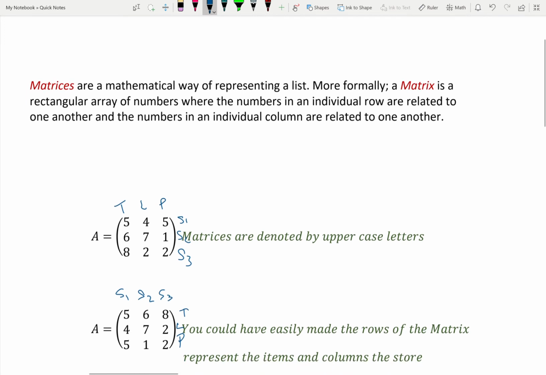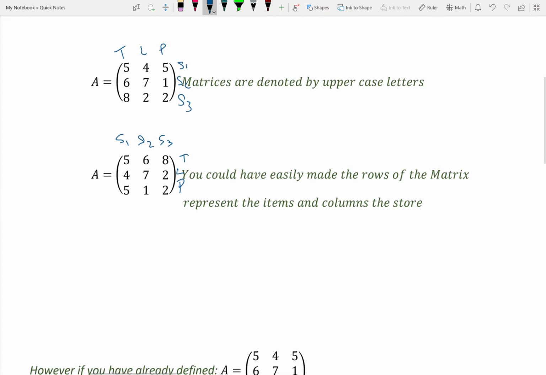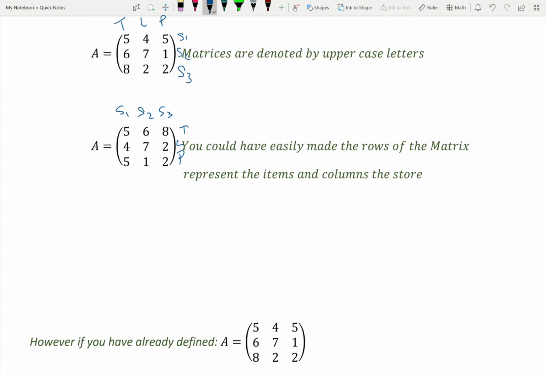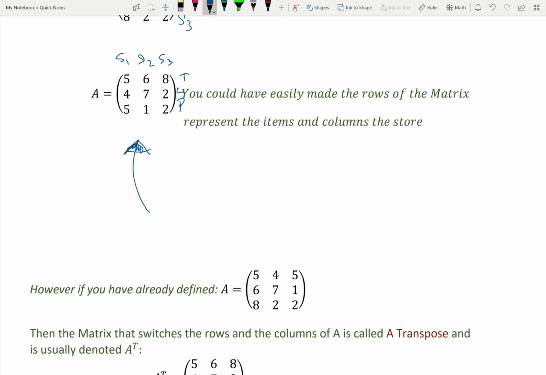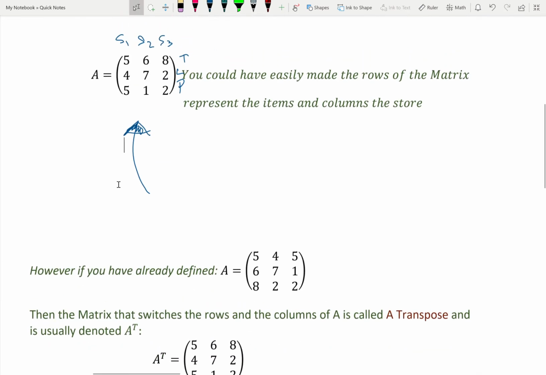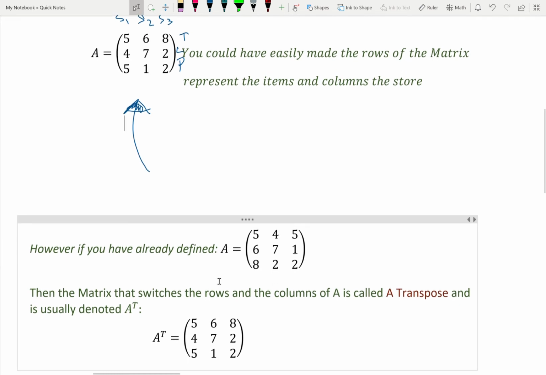Okay. So if you have a matrix that's defined already, so you already told me that A equals, the first row is 5, 4, 5, the second row is 6, 7, 1, and the third row is 8, 2, 2. If I do choose to reference this one where I switch their rows and their columns, then the matrix that switches the rows and the columns of A is called A transpose, and it's usually denoted by A to the capital T.